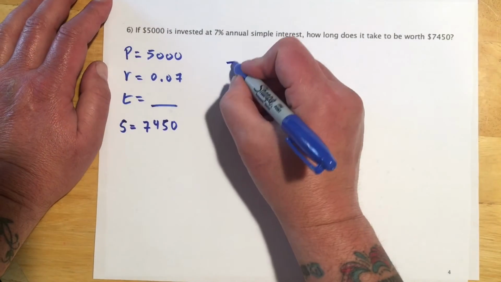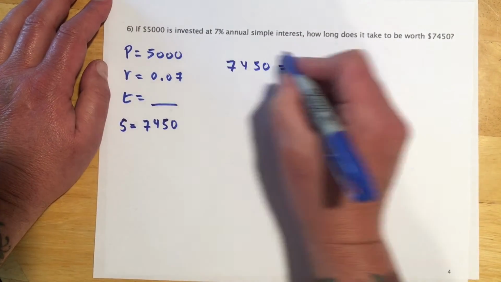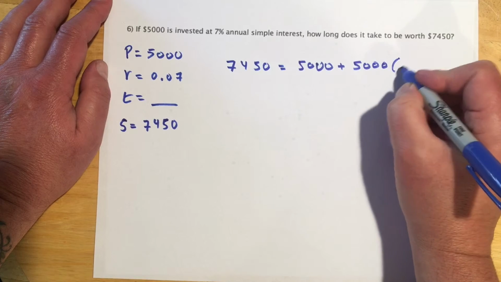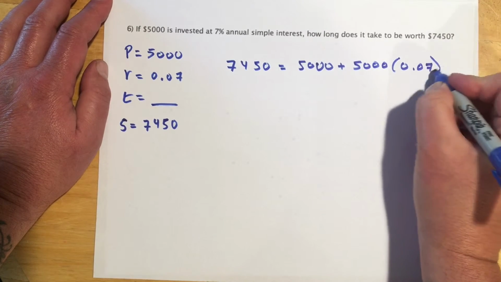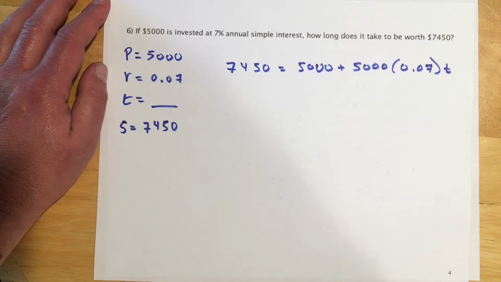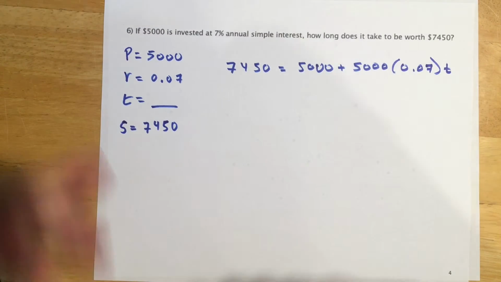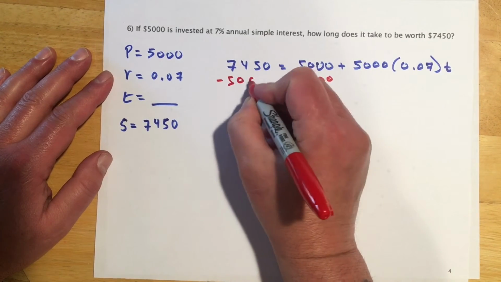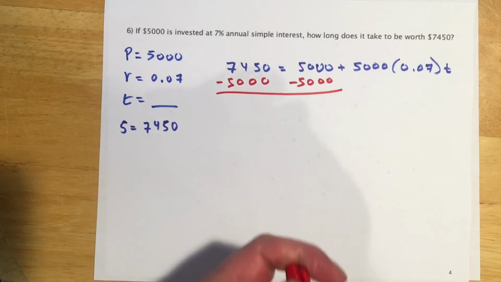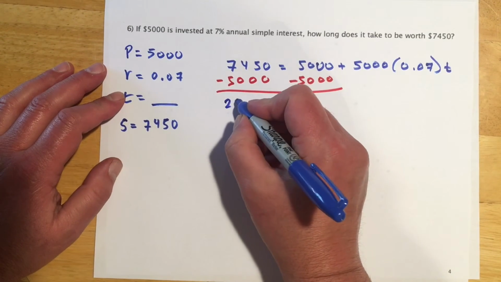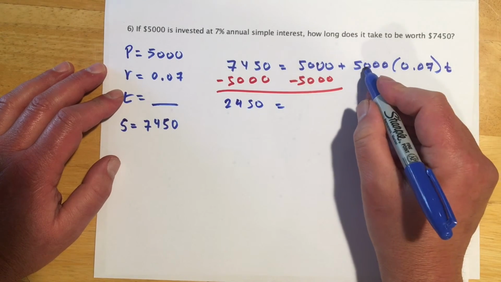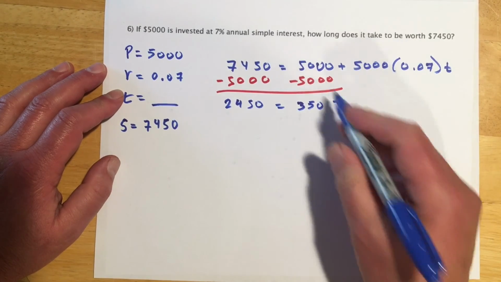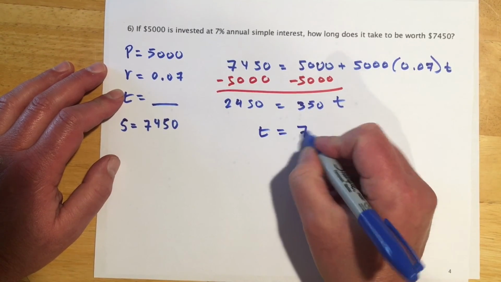And so future value 7450 equals the principal 5,000 plus principal times rate and then times time. And so we will subtract over the 5,000. So we're trying to solve for t now. And it's going to leave 2450 equals, and then this times this would be 350t. And I can just divide that over, and I got t to equal 7.